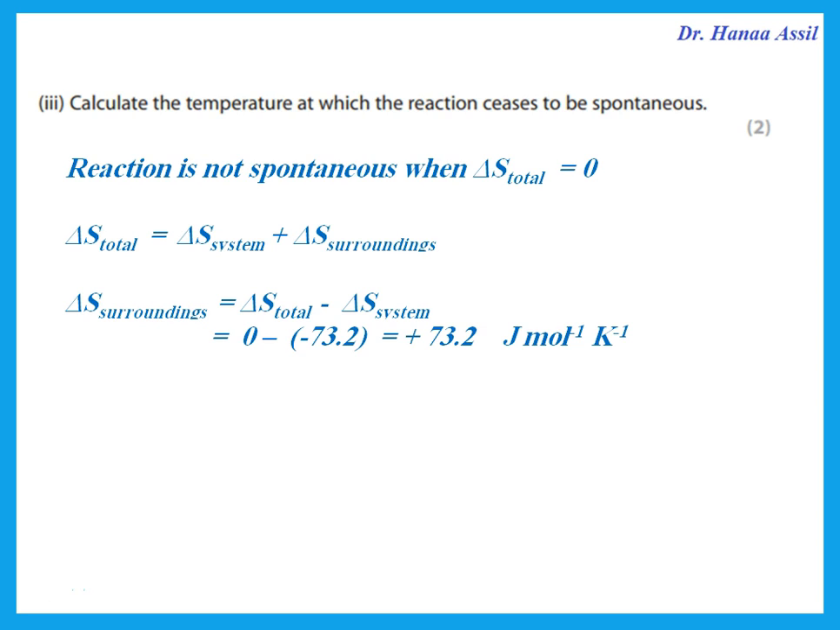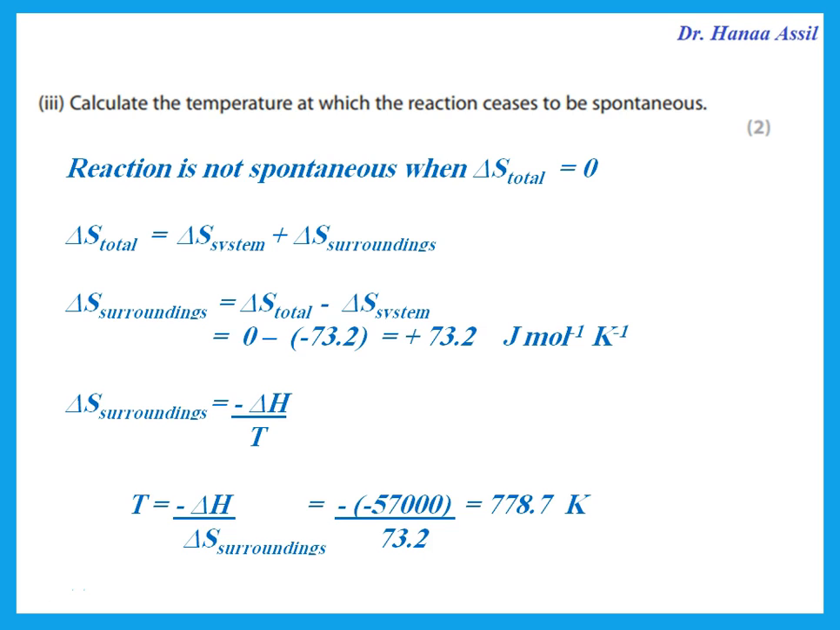So this comes out to be this number. I can use that to get my temperature from the equation delta S surroundings is minus delta H over T. I can use that to get the T, and the T comes out in Kelvin, of course.